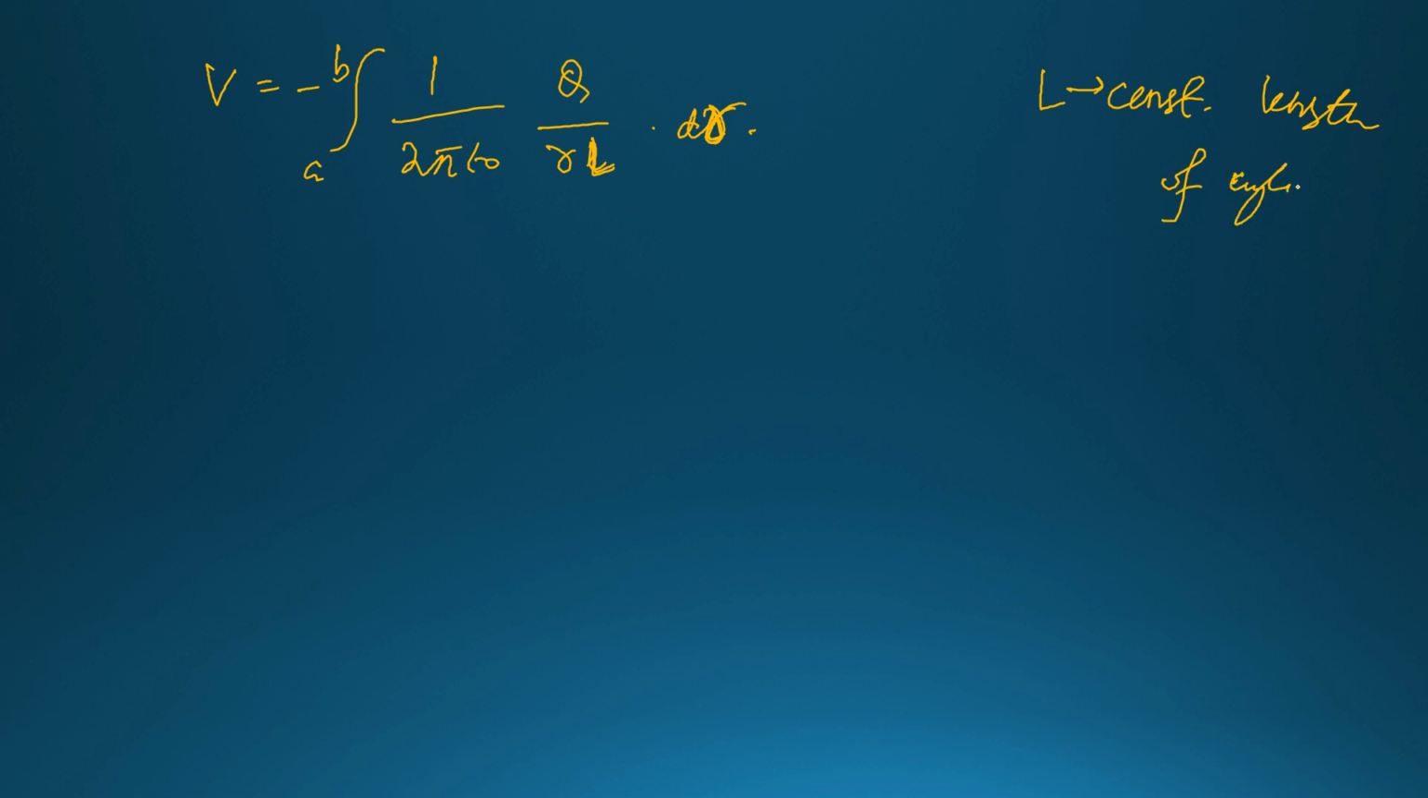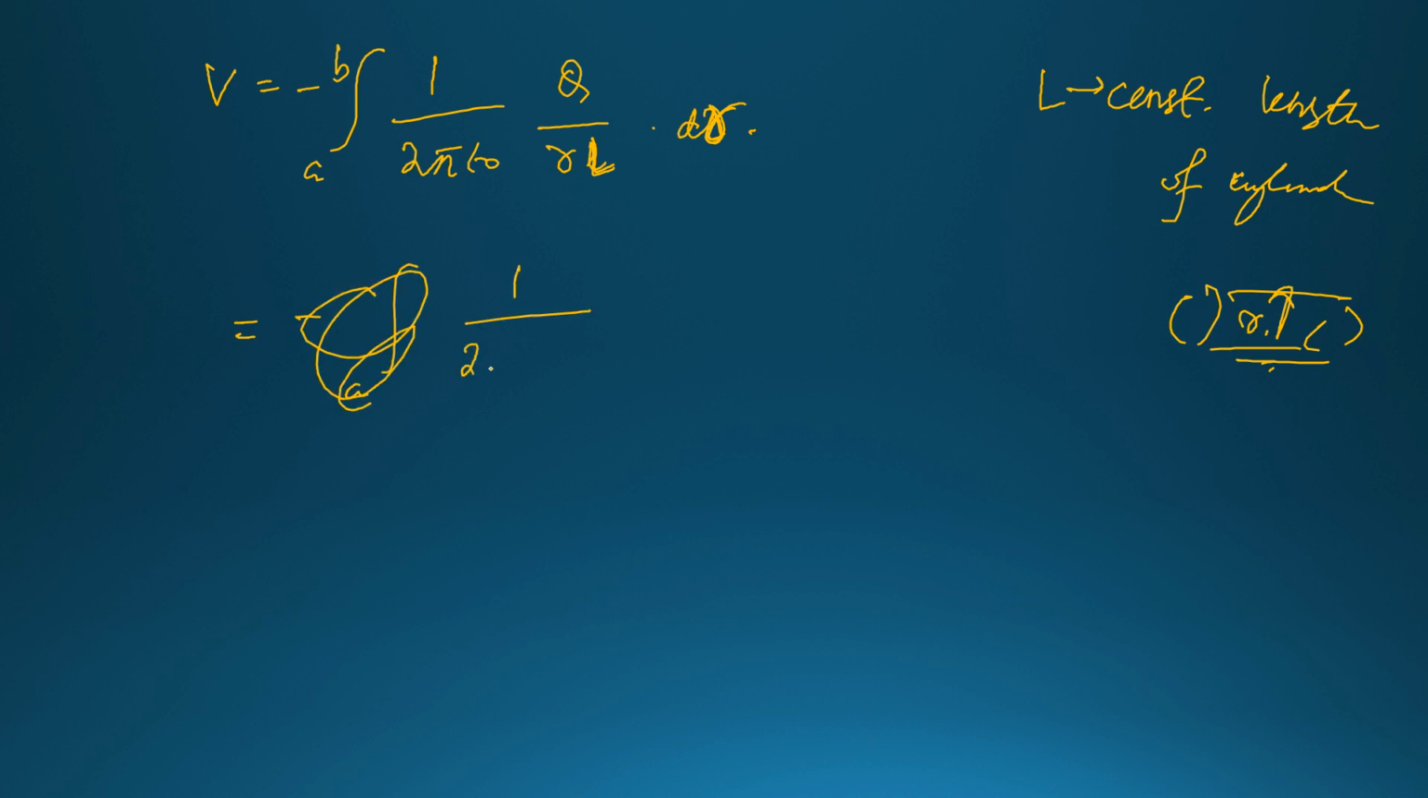What is the variable? The variable is the Gaussian surface, always. For the Gaussian surface, r is the distance. We will take all the constants out: minus q by 2 pi epsilon naught L. So what is there inside? The integral from A to B of 1 by r dr.